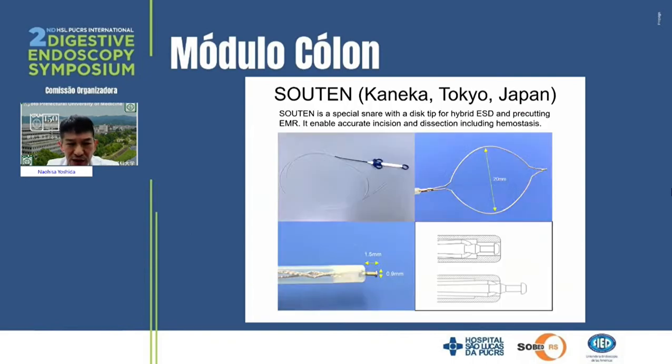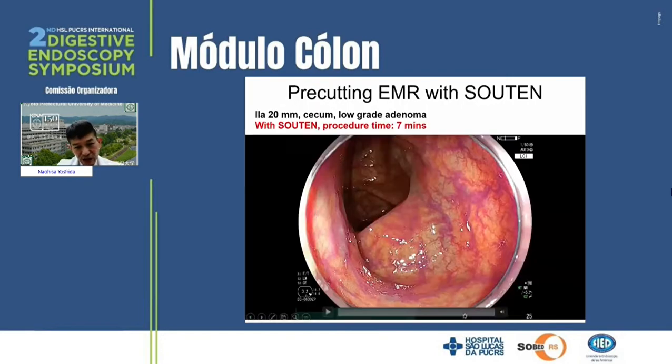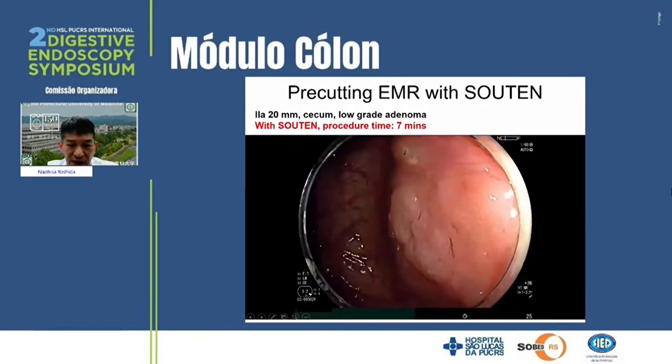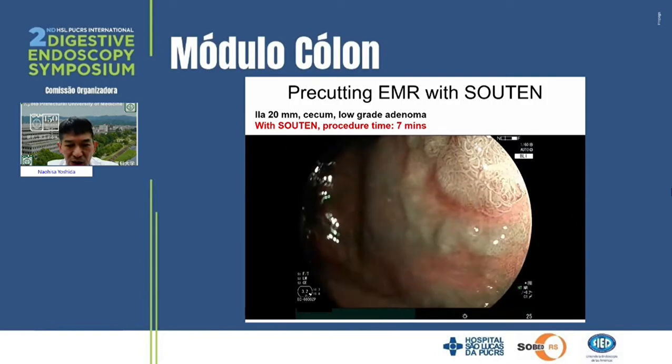Another tip of precutting EMR is that there is a special device in Japan for precutting EMR. Soten is the name of this device. It's a special snare with a disc tip for hybrid ESD and precutting EMR. It enables accurate incision and dissection, including hemostasis with this disc tip. I'd like to show a movie about precutting EMR with this Soten.